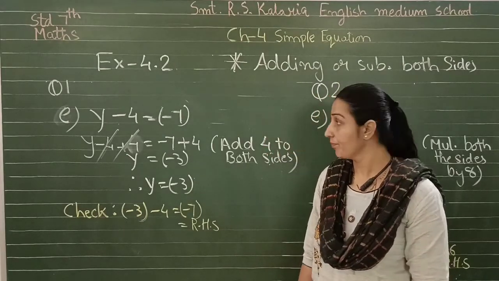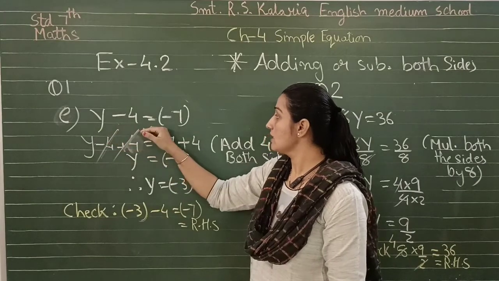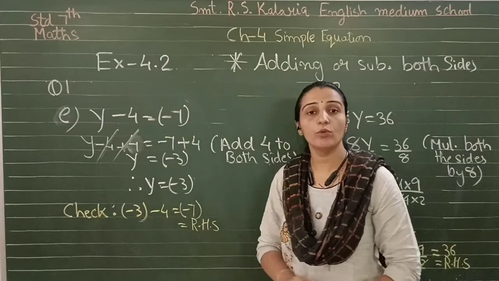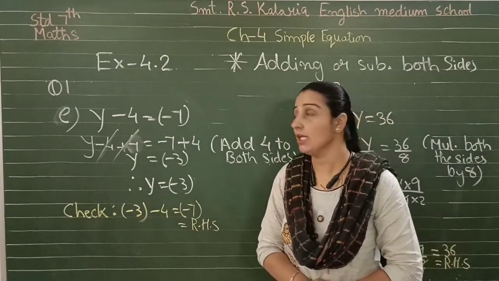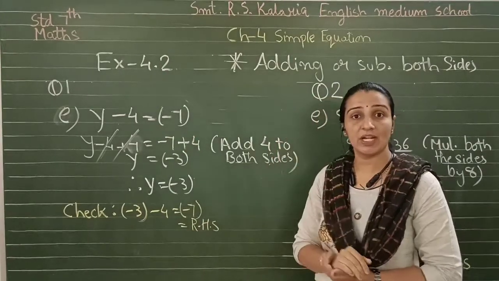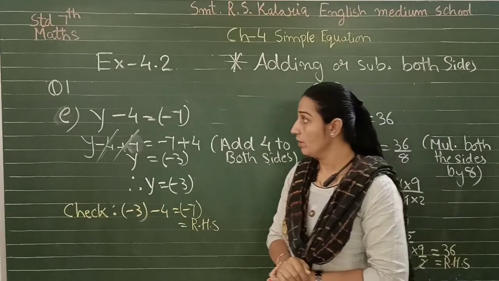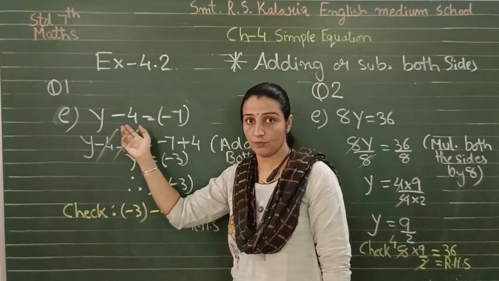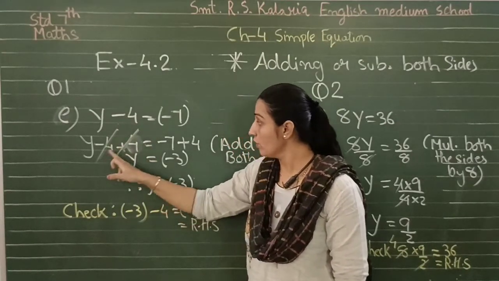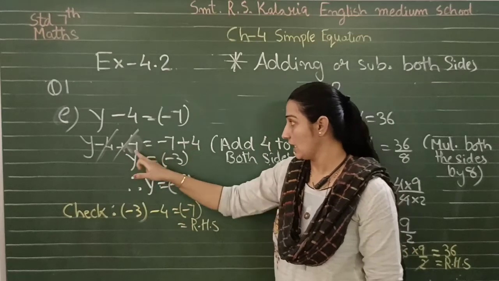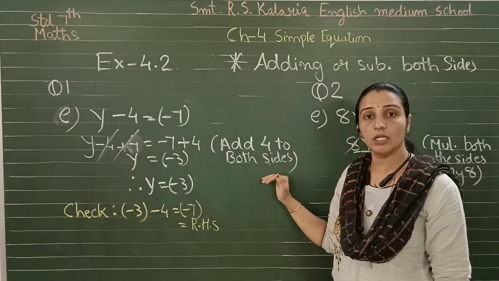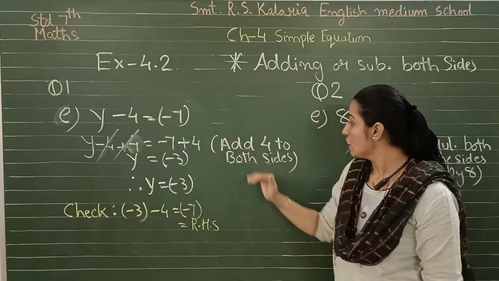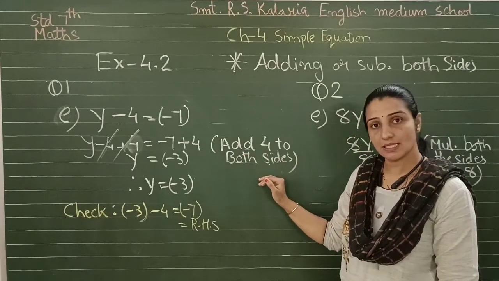Question 1e. y minus 4 is equal to minus 7 is given in the question. We just have to find out the value of y using the adding or subtracting method. Here what do I have to do? I have to remove the -4, so what will I do? Plus 4. So -4 plus 4 on both the sides. Because it is told in the question to give the first step, so add 4 to both the sides.